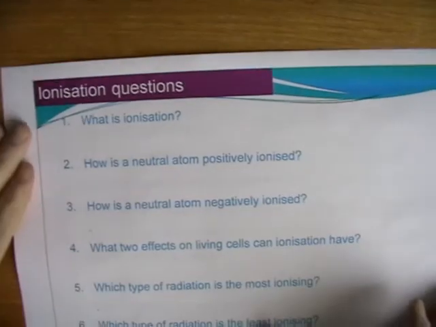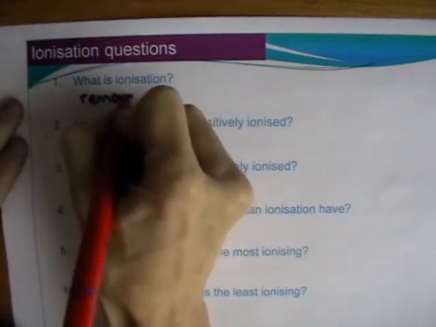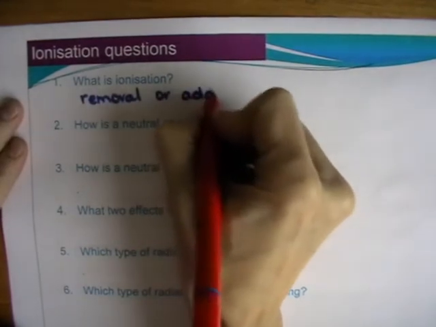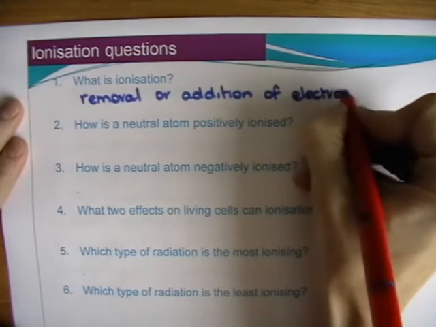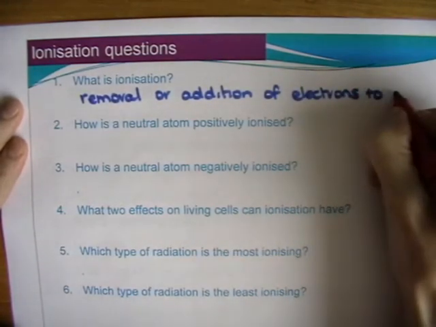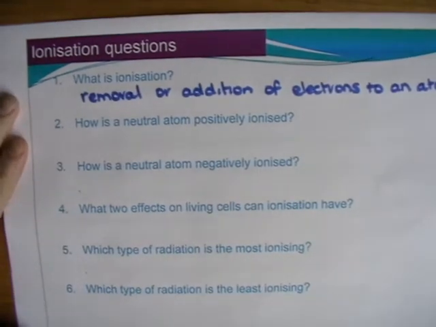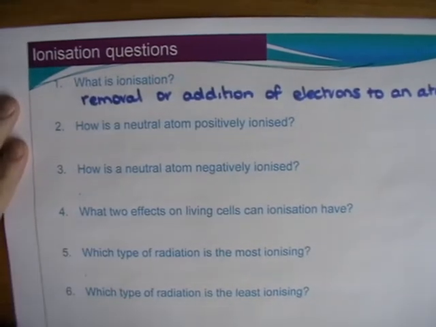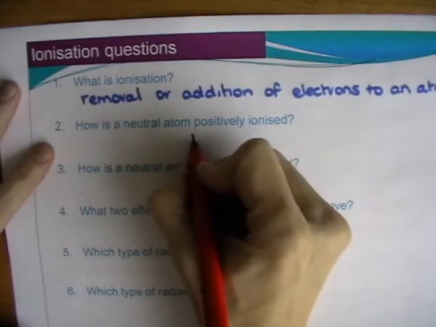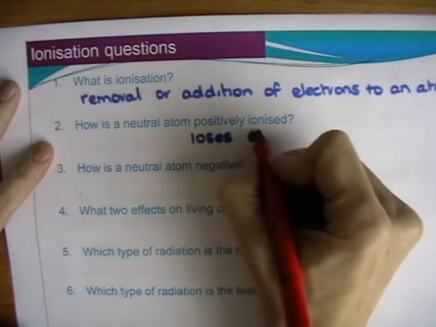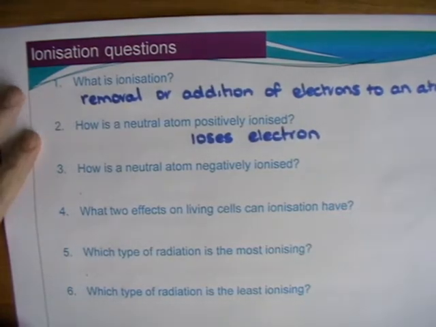So what is ionization? And you should know this from chemistry. Ionization is the removal or addition of electrons to or from an atom, I should say. And then it causes it to be positively or negatively charged. How is a neutral atom positively ionized? It is positively ionized whenever it loses an electron. So an alpha particle could do that to an atom. It could cause an atom to lose an electron.